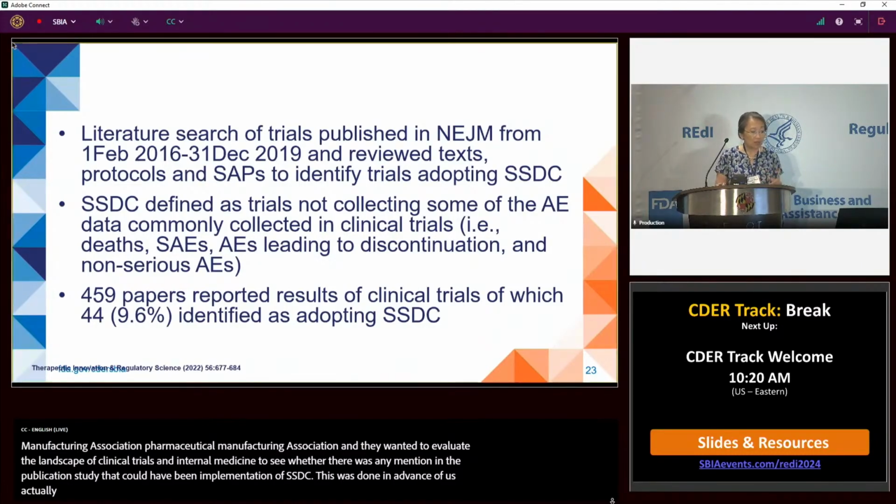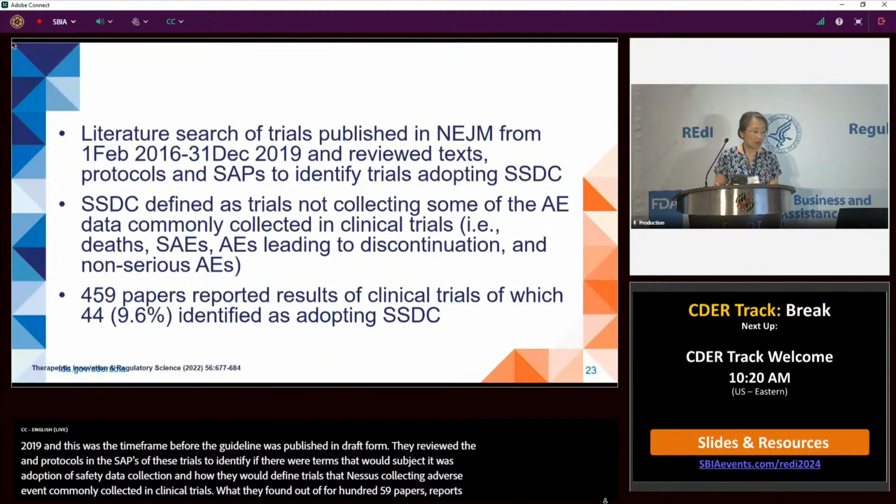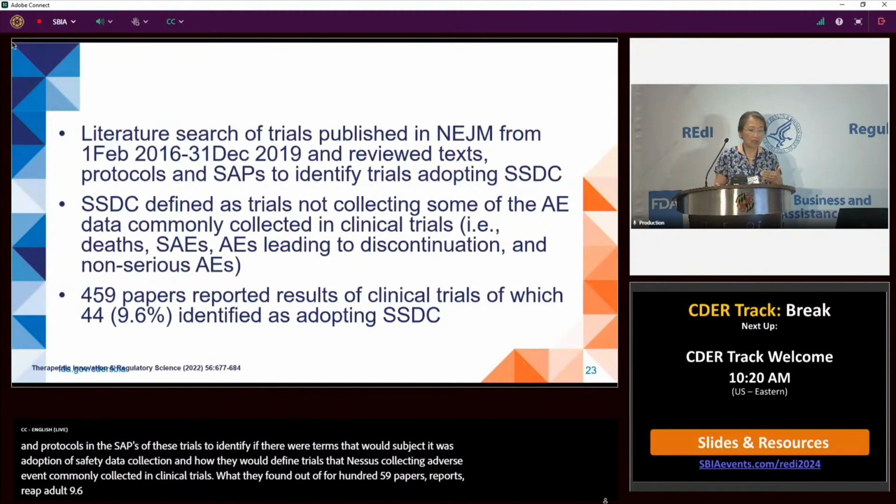And they reviewed the text and protocols and the SAPs of these trials to identify if there were any terms that would suggest it was adoption of selective safety data collection. And how they defined it was that these were trials that would not necessarily collect some of the adverse events that were commonly collected in clinical trials. And what they found was that out of 459 papers, the results of clinical trials, 9.6% of them actually had some terminology identified as adopting selective safety data collection.